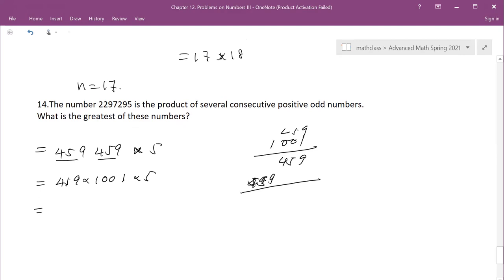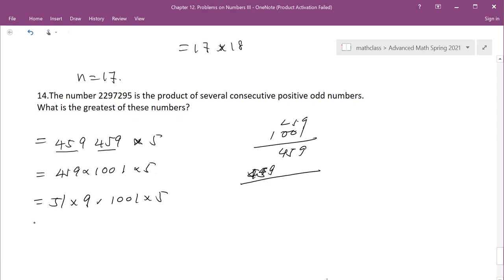459 is divisible by 9. Why? Because the sum of the digits is 9. But 51 we already know: 51 is divisible by 3. So it's 17 times 3 times 9.